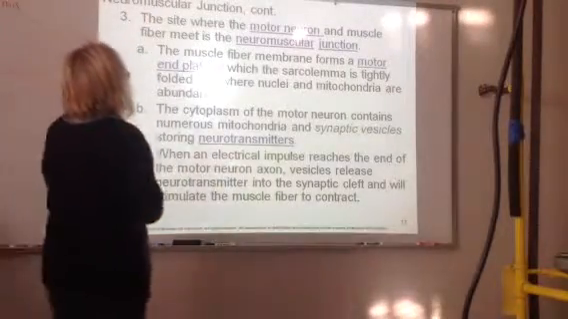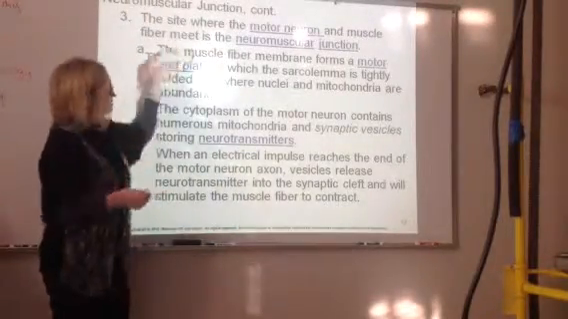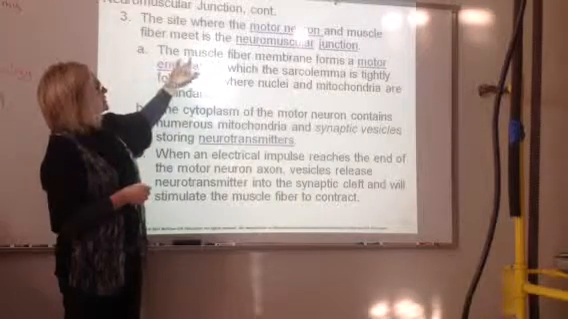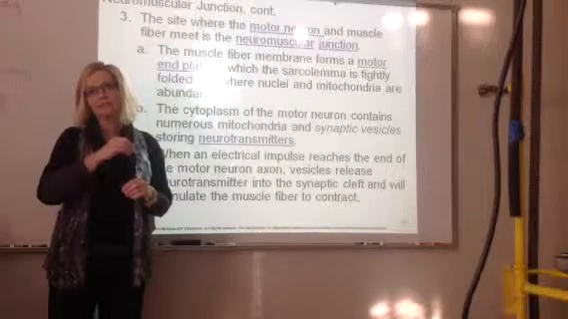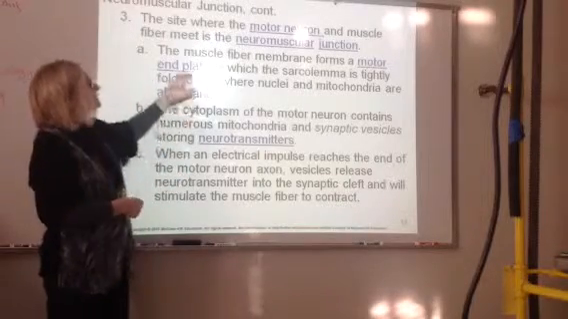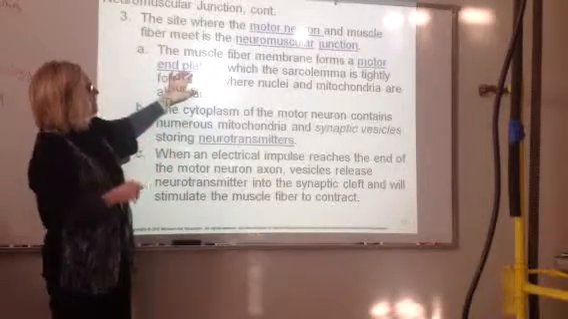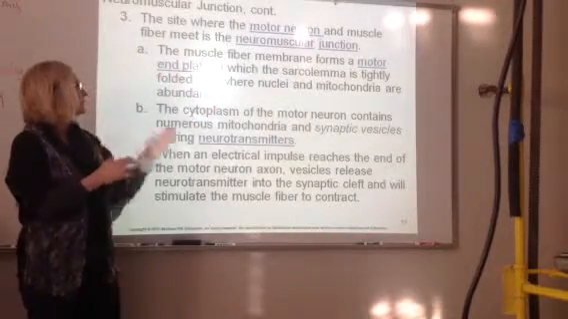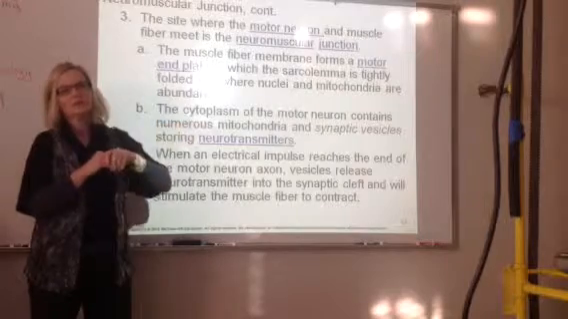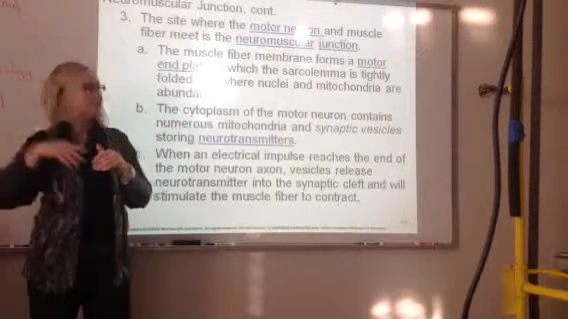Motor neuron and muscle fiber meet. That's what we just talked about. The muscle fiber forms a motor end plate. That's just the term given to that area. And where the sarcolemma is tightly folded, nuclei and mitochondria are abundant, so kind of towards the outside.